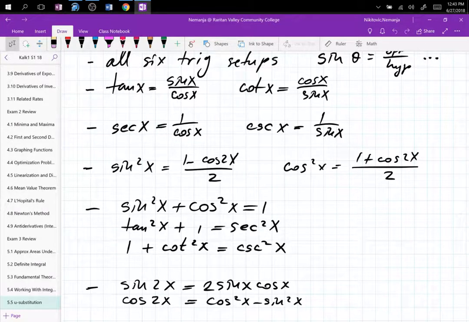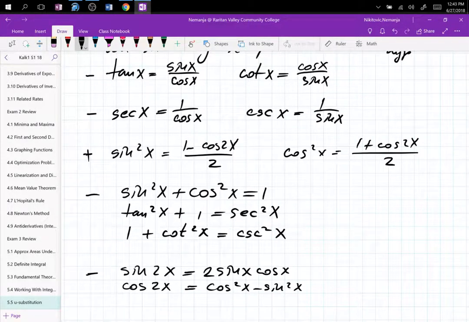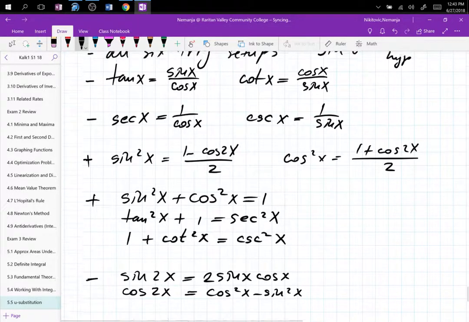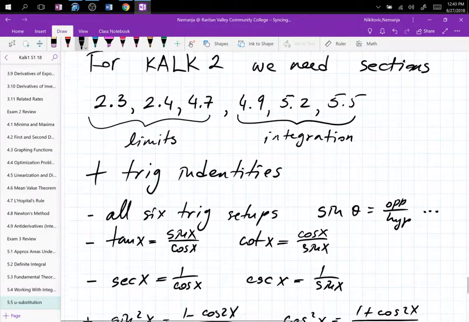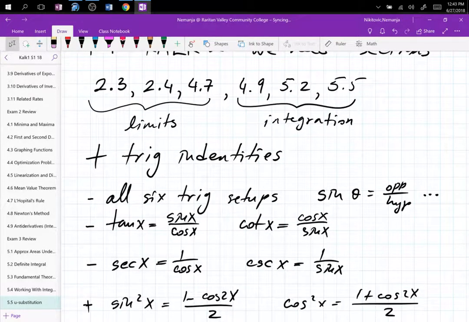Now, if I have to single out some stuff, then definitely the things that you will use most of the time in Calc 2 are these. That's pretty much most of your trig dealings. You'll see everything else, obviously, that's why it's on the list, but most of the time it's these guys. And that's your prep for Calc 2.